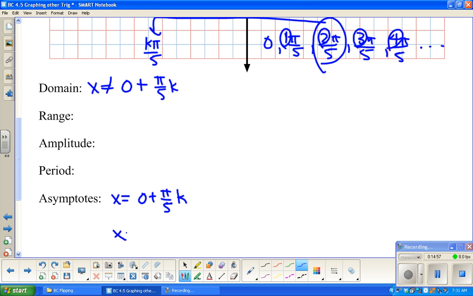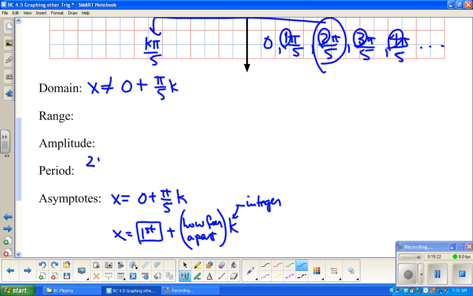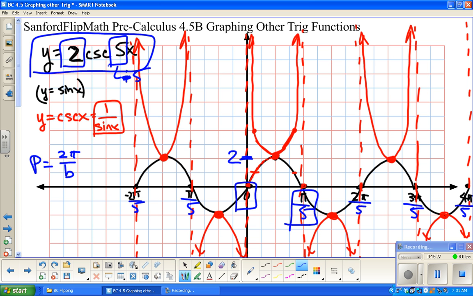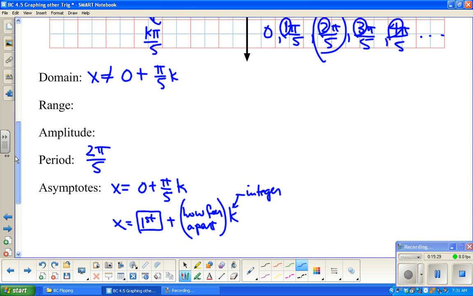Okay, so the basic format for this is whatever the first asymptote is, plus how far apart they are, times k, which is an integer, which just takes on any integer value. So the idea is you're representing all of the integers in the universe by writing k. Okay, the period was 2 pi divided by 5 because it was 2 pi over b. Okay, there's that b.